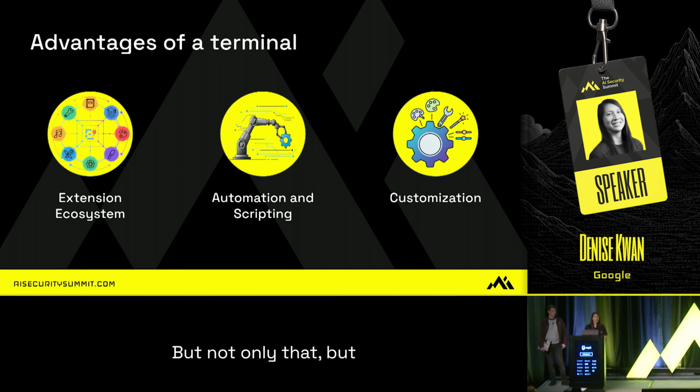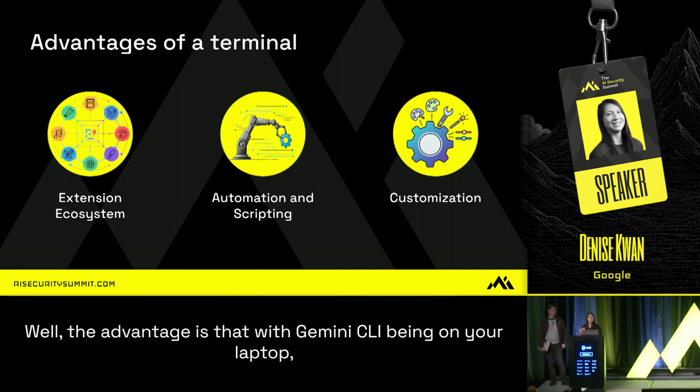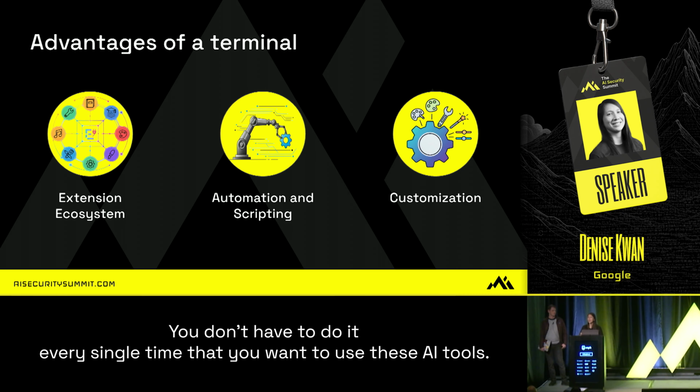But not only that, when you are using any web-based AI tool, you have to go in and upload some PDFs to say what persona you want, or upload some sort of context, in order for it to do what you want it to do. Well, the advantage is that with Gemini CLI being on your laptop, you can have context files straight on your laptop. You don't have to do it every single time that you want to use these AI tools.